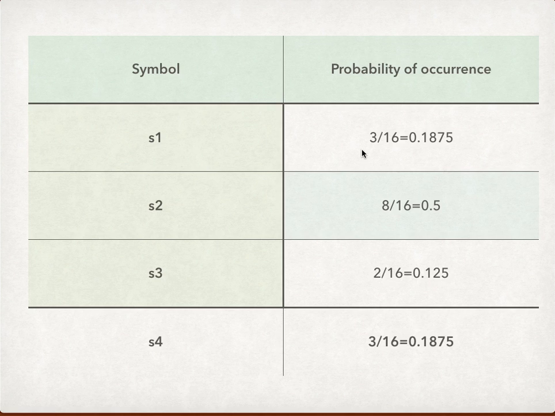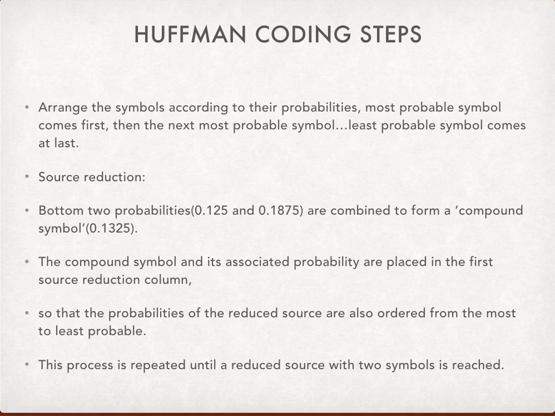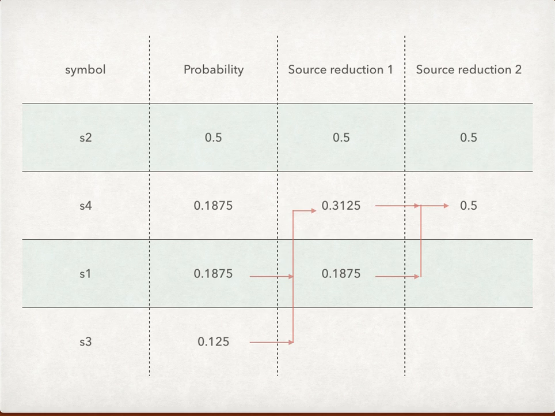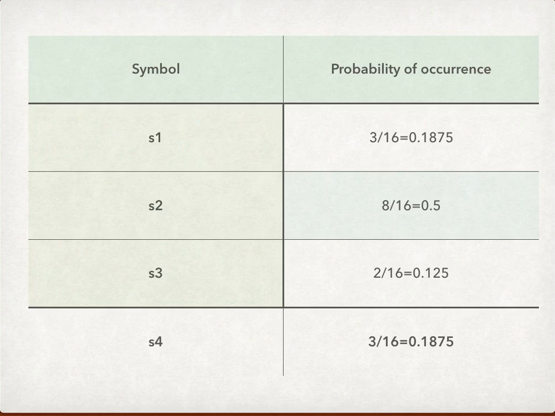That means the symbol S1 is occurring 3 times out of 16, S2 is occurring 8 times out of 16, S3 is occurring 2 times out of 16, and S4 is occurring 3 times out of 16. First you find the probabilities. The next step is you arrange the symbols according to their probabilities, in such a manner that the highest probable symbol comes first and the lowest probable symbol comes last.